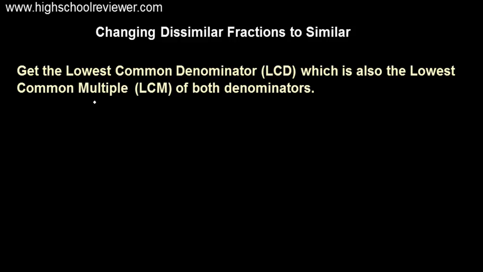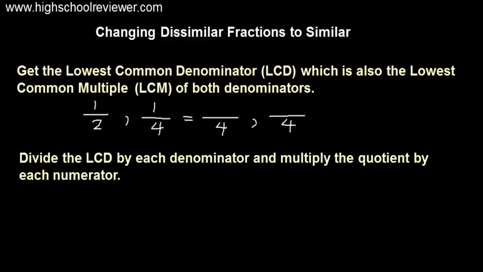So for example, we have here 1/2 and 1/4. We will get the LCD, which is the LCM. Now the lowest common multiple of 2 and 4 is 4. We'll have here 4, and on the other fraction it's also 4. Okay. And the second step: divide the LCD by each denominator and multiply the quotient by each numerator.